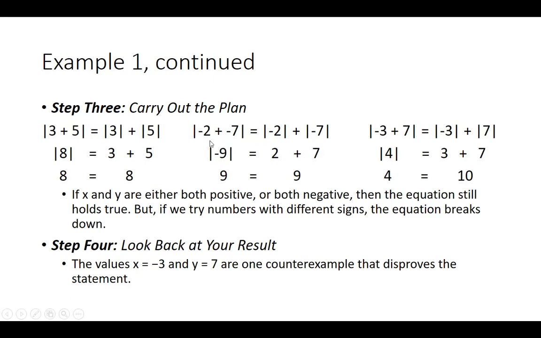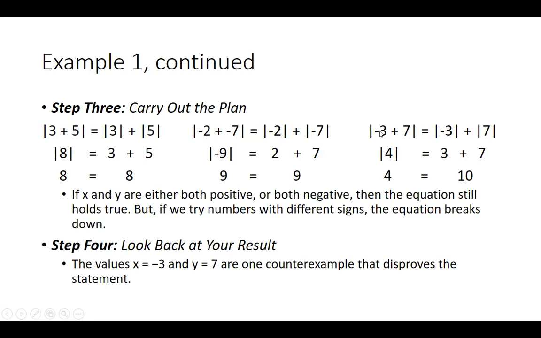What if both numbers were negative? The absolute value of -2 plus -7 equals the absolute value of -2 plus the absolute value of -7. We would get the absolute value of -9 equals 2 plus 7. 9 equals 9. Both negative, the equation still holds true.